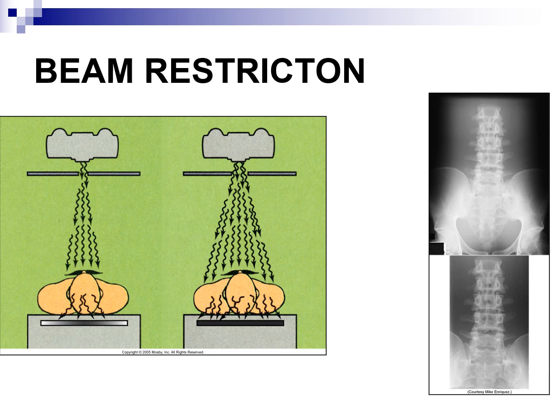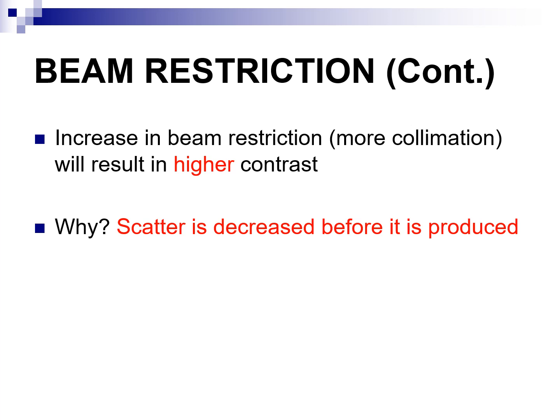Beam restriction. So if we restrict the X-ray beam or have a smaller beam, we're going to decrease the production of scatter in our patient. So anytime we decrease scatter, we're going to increase contrast. And in these images shown here, we have collimation, shown down here at the bottom, that shows we're looking at increasing contrast compared to the top image. An increase in beam restriction, which is more collimation, will result in higher contrast. And why is it? It's because scatter is decreased before it's produced.